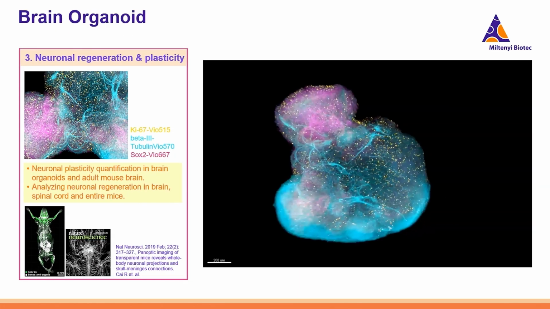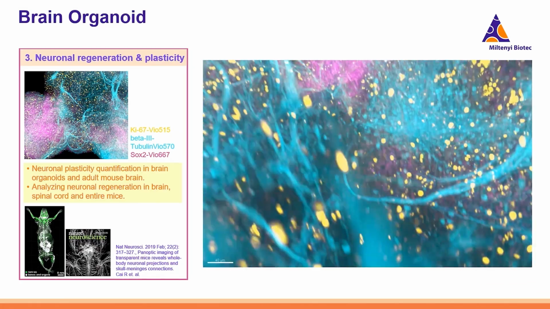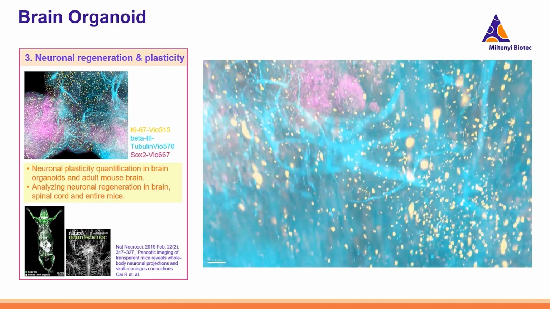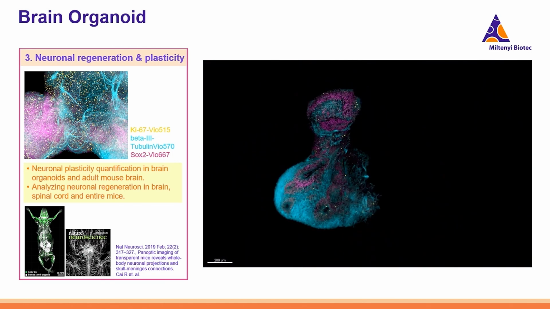In an attempt to understand neuronal regeneration and plasticity, these 3D images acquired from light sheet allow researchers to quantify neuronal plasticity using brain organoids like this one shown here.